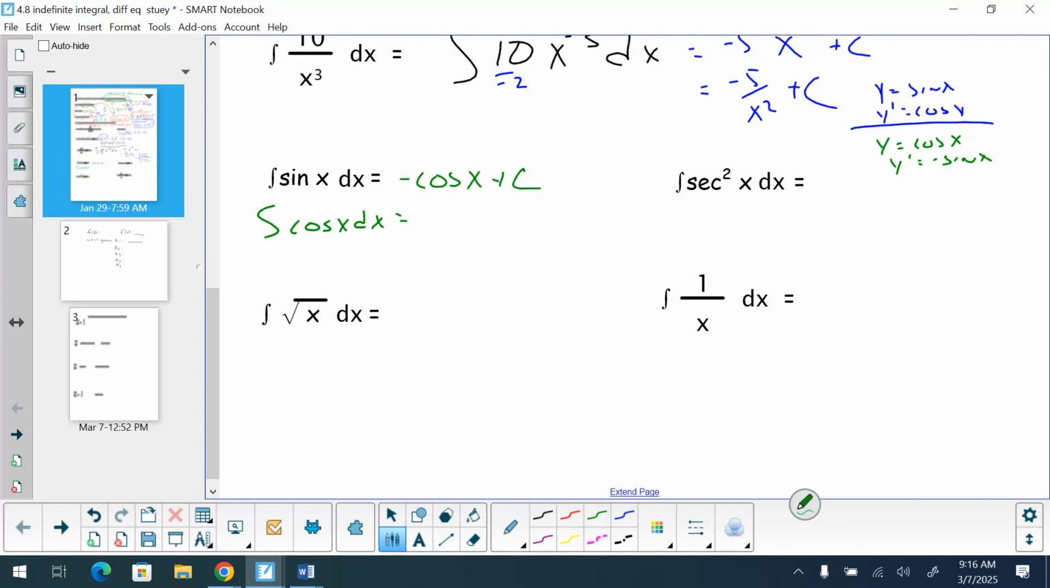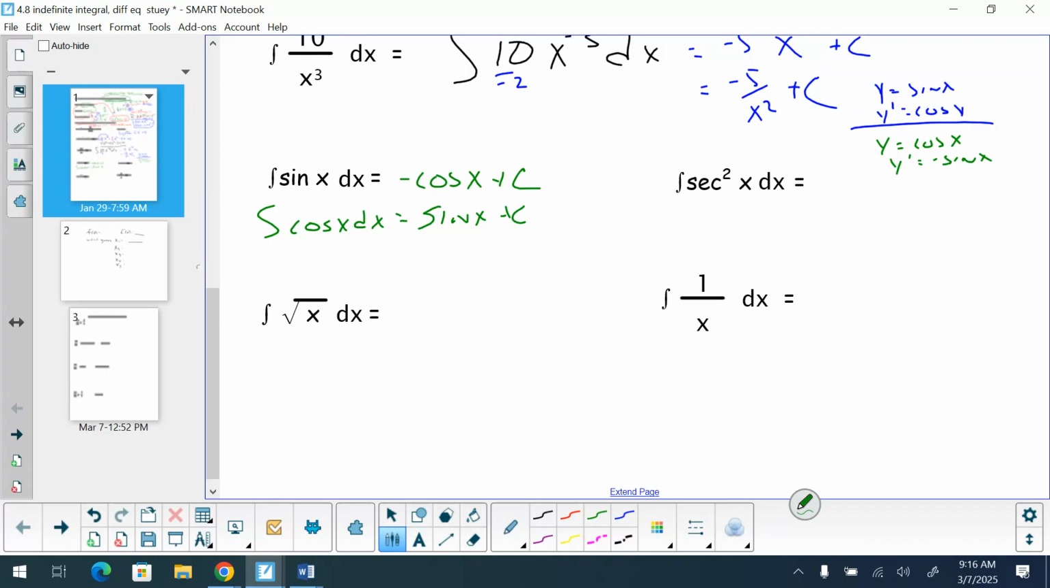What would be the antiderivative of cosine of x? Sine of x. And this is once again a tough thing for students to look at and remember, because we're so stuck up in our brain. Derivative of sine was cosine, derivative of cosine was negative sine. Now it's opposite. The derivative of sine is negative cosine, or the antiderivative of sine is negative cosine. The antiderivative of cosine is back to sine.